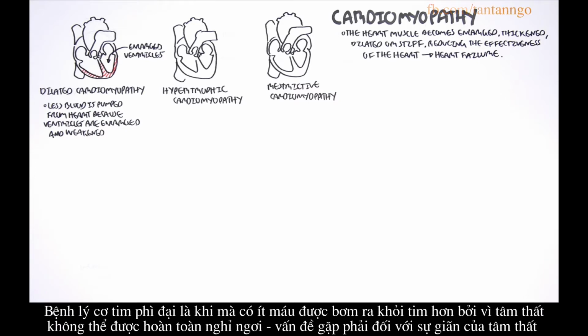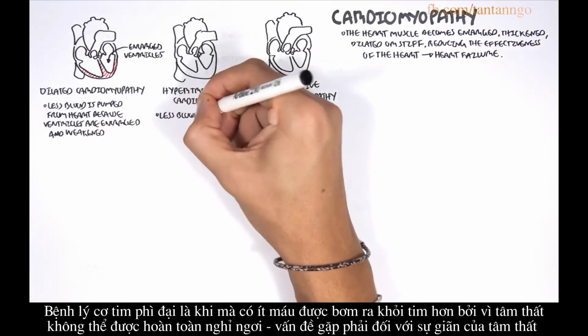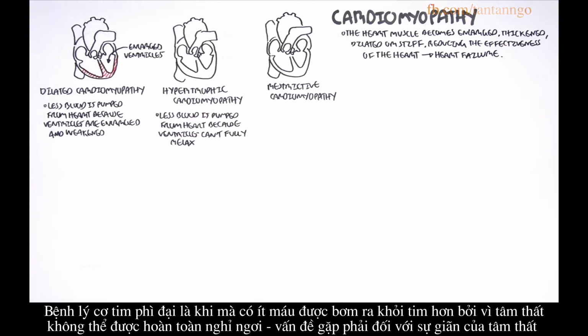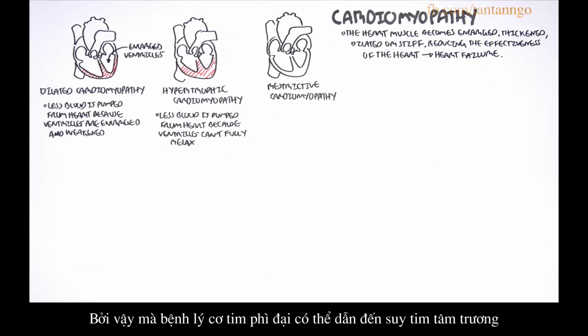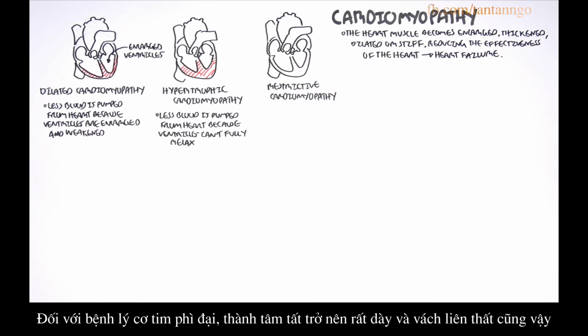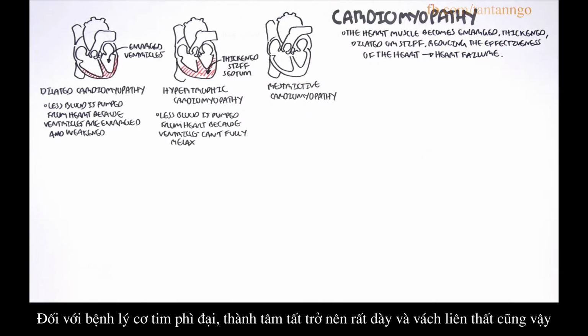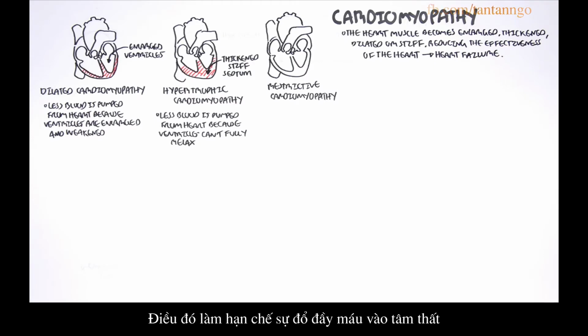with dilation. Hypertrophic cardiomyopathy, on the other hand, is when there's less blood pumped from the heart because the ventricles can't fully relax. So it's a problem in diastole, and thus hypertrophic cardiomyopathy can lead to diastolic heart failure. So in hypertrophic cardiomyopathy, we have a thick ventricle, the muscles of the ventricles are super thick, and the ventricular septum is also thick, thus restricting proper filling of the ventricles with blood.